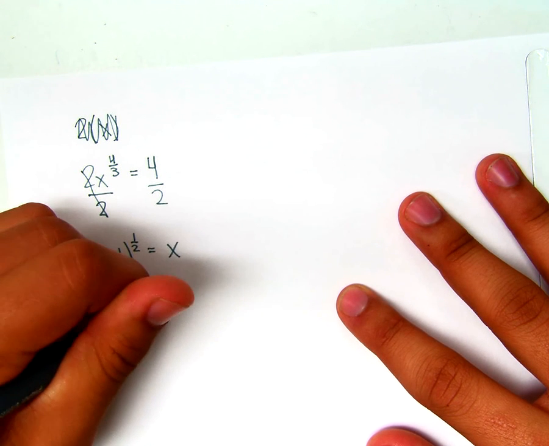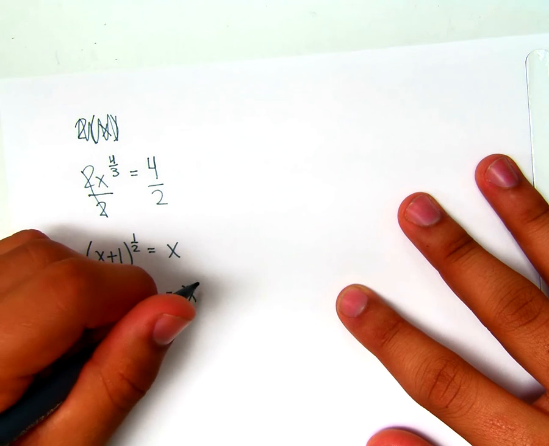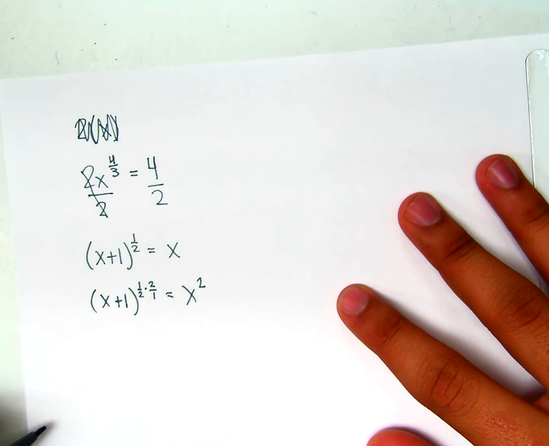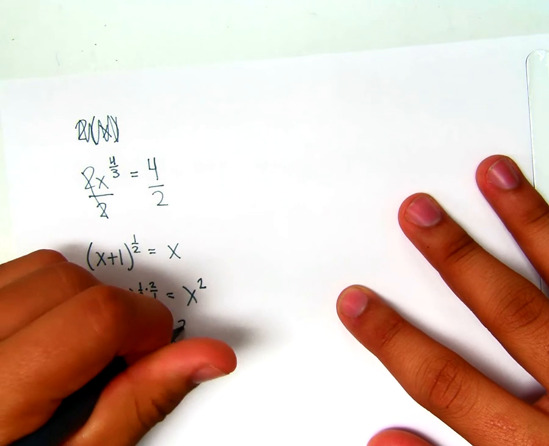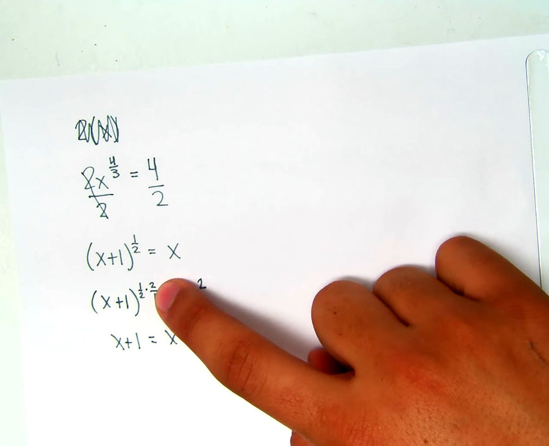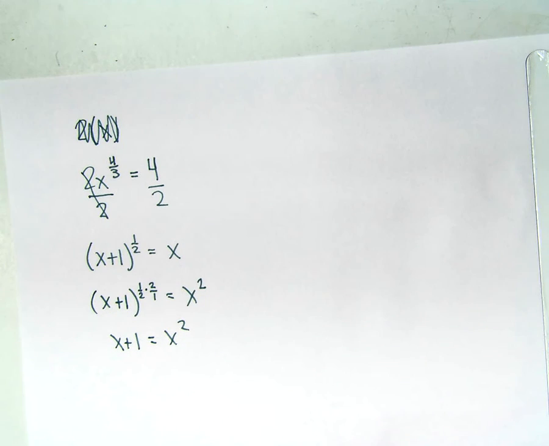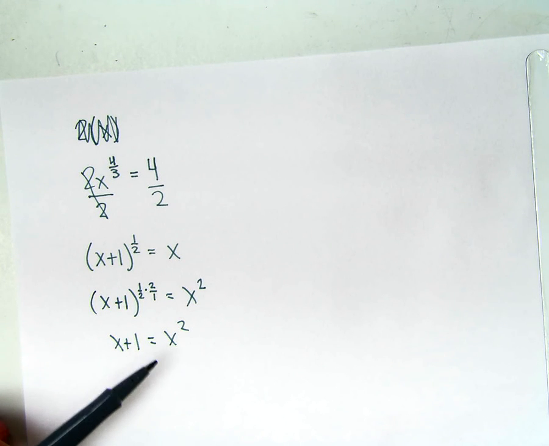Okay, and then that's basically just squaring it, right? 2 over 1 is just 2. So this becomes x plus 1 equals x squared. All he did was raise both sides to 2. What you do to one side, you have to do to the other. And now we're at the point where we solve. We have an x squared.